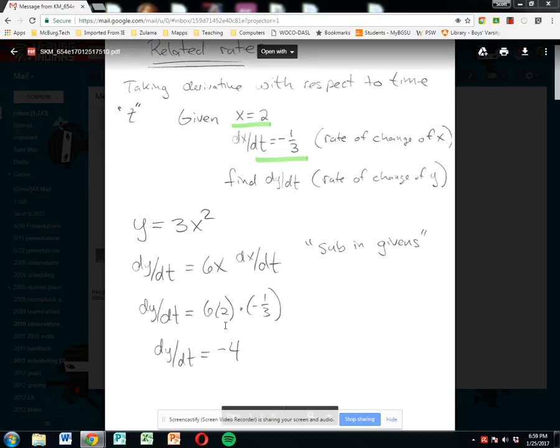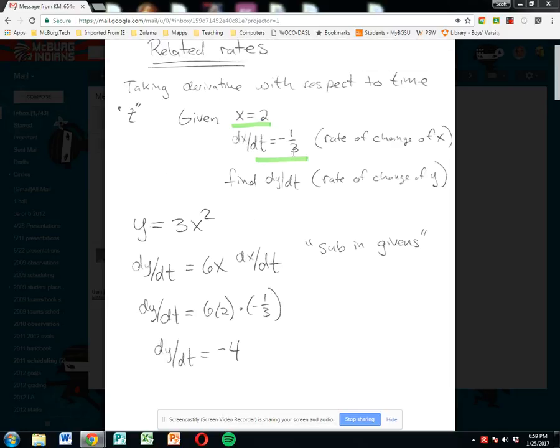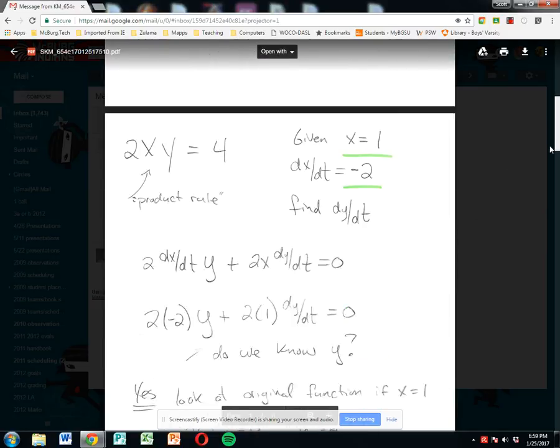Now we can take our givens. We can take x is 2 and plug it in for x. We can take the rate of change of x, dx/dt, and plug it in for dx/dt. And now we can solve just straight up math here, solve for dy/dt. This is the rate of change of y with respect to t. Okay, let's look at one more example.